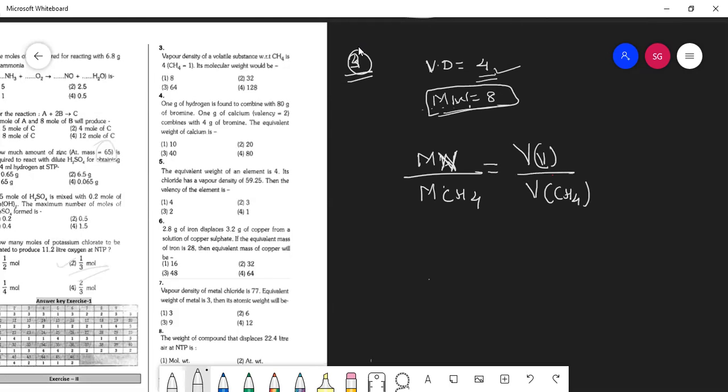Okay, just a minute. Vapor density is 4. So if I keep it here as 4, and for CH4 it is considered as 1. What is the molecular weight of CH4, students? 16. So can you find the molecular weight of the volatile substance? 64. 16 into 4, 64. Yes, the answer is 64.